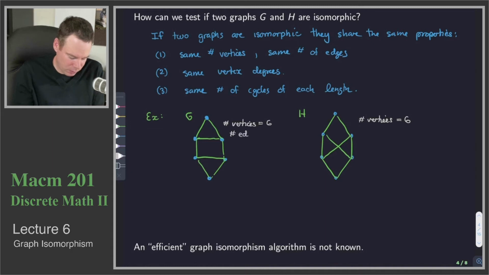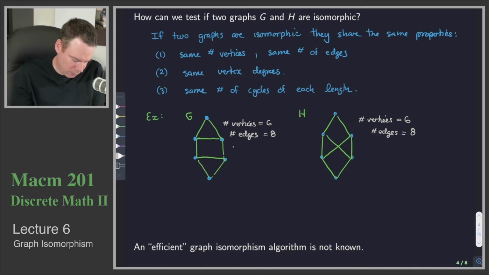What about the number of edges? The number of edges in each case, well, we can count them up. 1, 2, 3, 4, 5, 6, 7, 8 edges in G, and there's also 8 edges in H. So far I'm not finding something that's different to conclude that they're not isomorphic, but I'm still not trying to find this function that shows they're isomorphic.